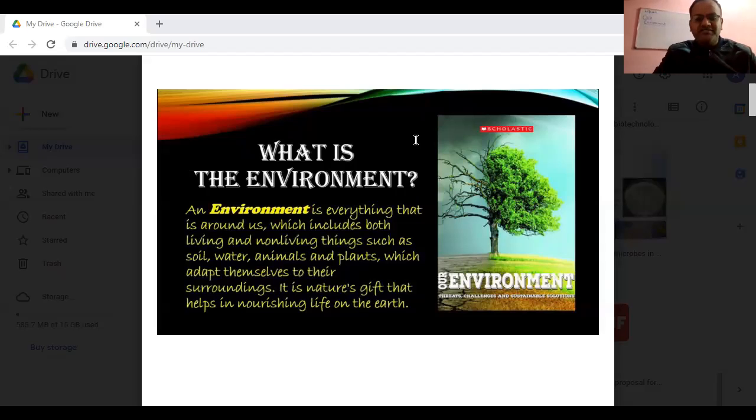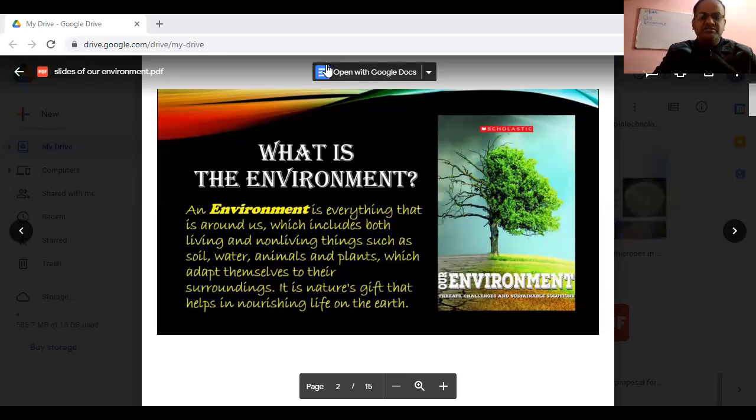Without the different components of the environment, will it be possible for us to survive? Yes, students, share opinions. Will it be possible for us to survive without the help of the living and the non-living components of the environment? No, definitely correct. It is not possible for us to survive without the help of the non-living as well as the living components of the environment. So definitely an environment is anything which surrounds us, and that includes the living as well as the non-living material of the environment.